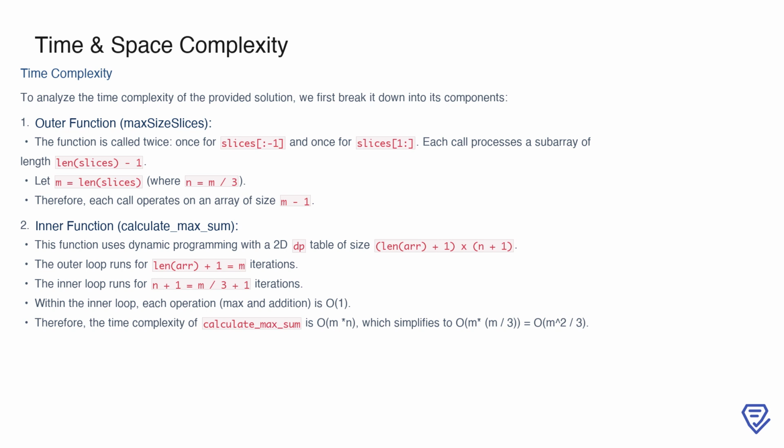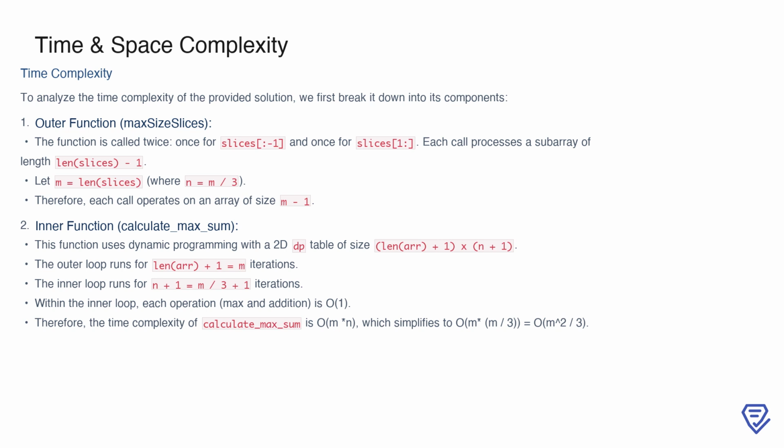To analyze the time complexity of this problem, we start by breaking it into its components. First, the outer function, maxSizeSlices, is invoked twice, once for the subarray slices[:-1], and once for slices[1:]. Since each subarray has a length of len(slices) - 1, we can denote the length of the full array as m, where n equals m/3. Each call to maxSizeSlices processes an array of size m-1.